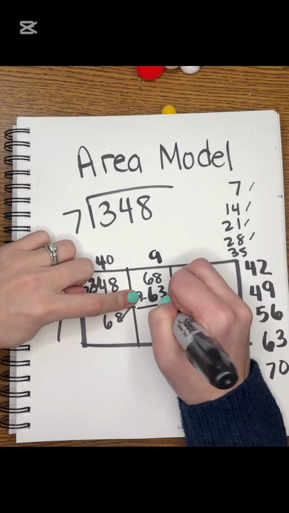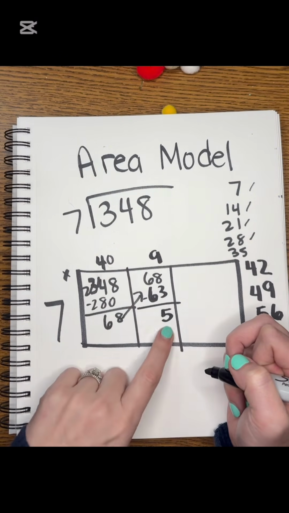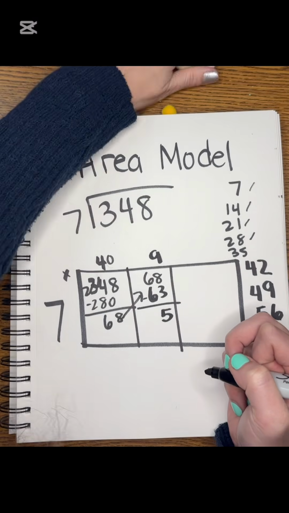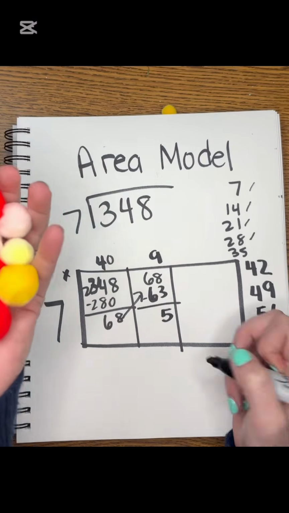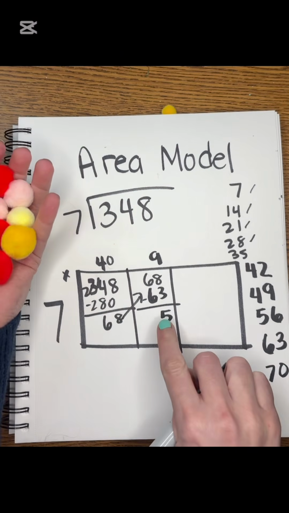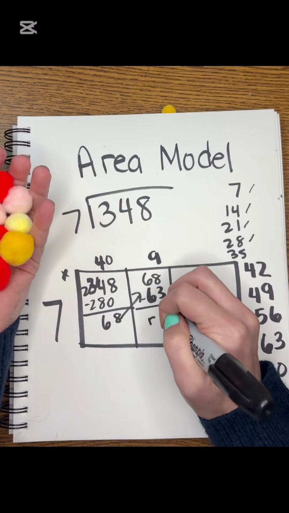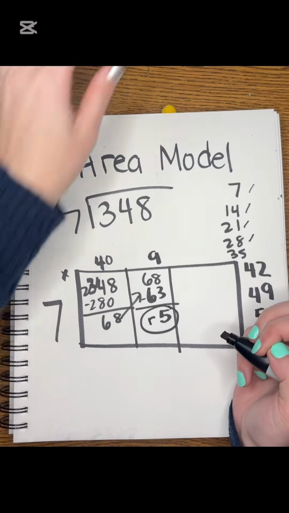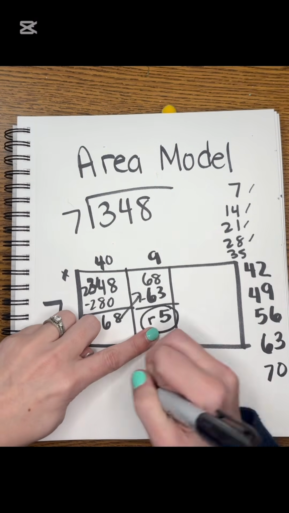Subtract 8 minus 3 is 5. And since 5 is less than 7, if you were to sort your pom-pom balls and you only had 5 and you had 7 groups, well, you couldn't do that. So 5 becomes the remainder. Your answer becomes 49 with a remainder of 5.